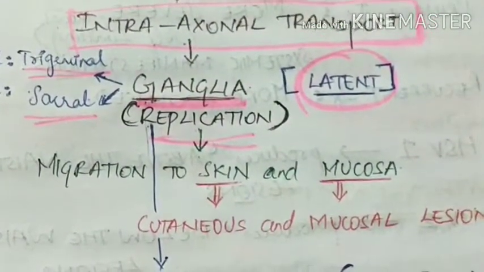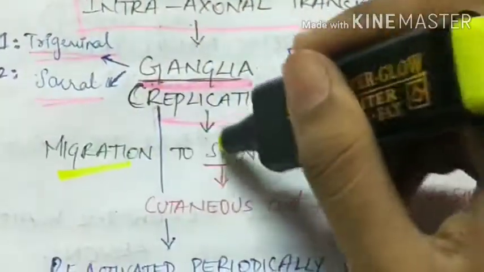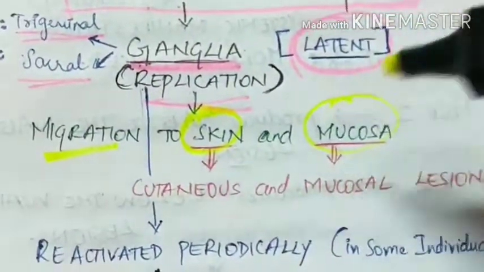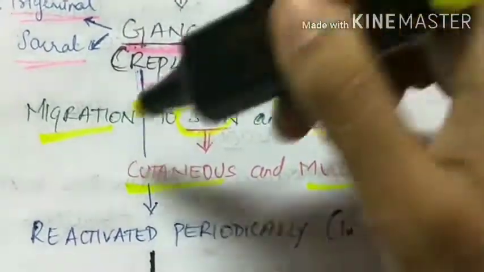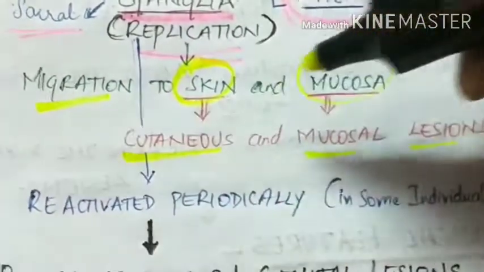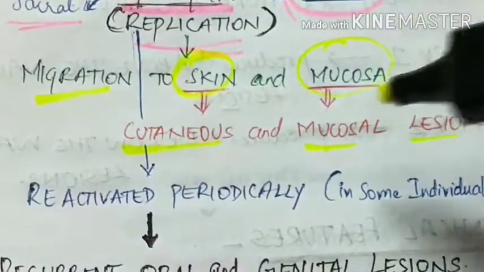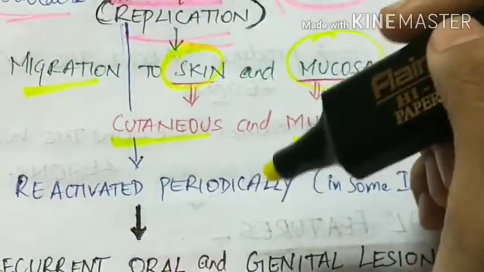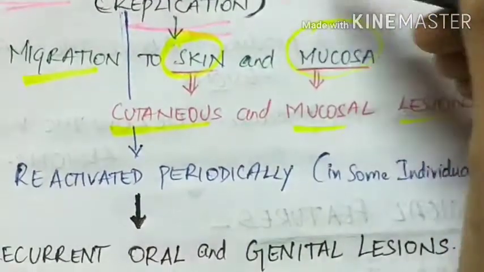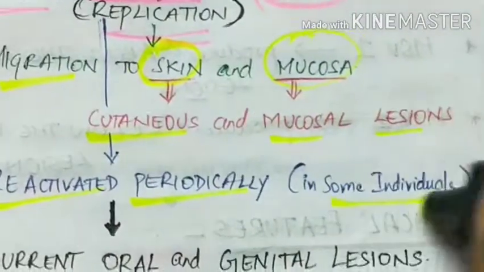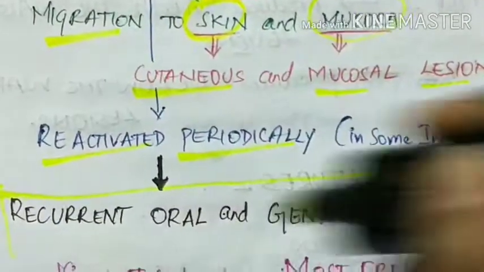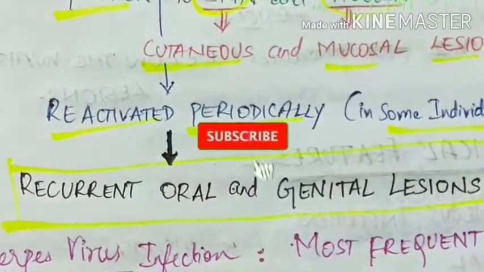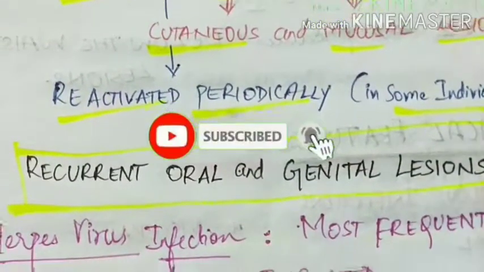From the ganglia, it migrates to skin and mucosa, causing cutaneous and mucosal lesions. Migration to skin causes cutaneous lesions, and migration to mucosa causes mucosal lesions. From the ganglia where they are latent, they get reactivated periodically in some individuals, and they cause recurrent oral and genital lesions. This is the reactivation of herpes.